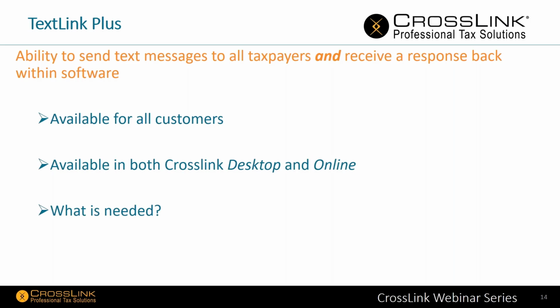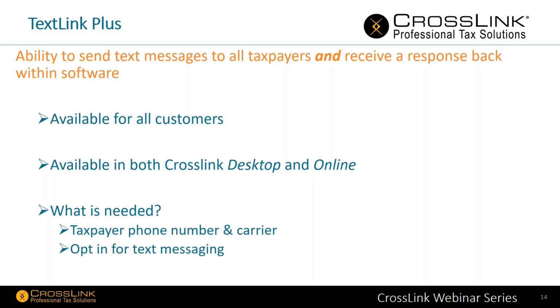And what do you need? How do you opt in? How do you send a text message? Well, all you need to make sure is that you have your taxpayer's phone number and carrier. And of course, they opt in to receive text messages from you, from the software. So that's all taken care of on the client data screen of the tax return. Again, that's the main screen that your tax return always opens up to, the client data screen, where you're putting in your taxpayer's name and number. Go ahead and fill out their cell phone information there.